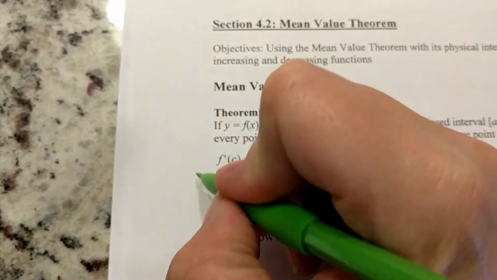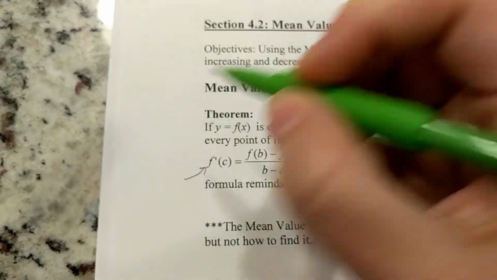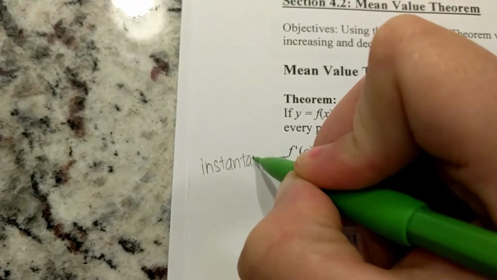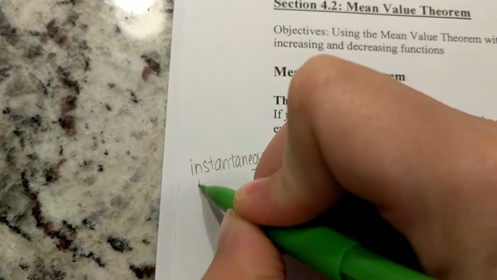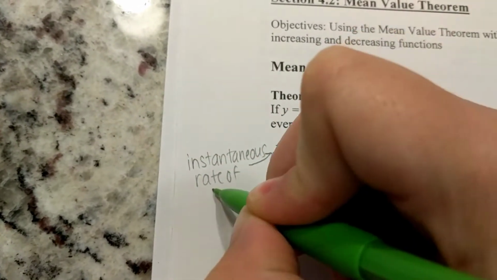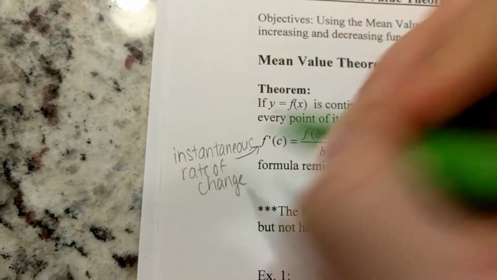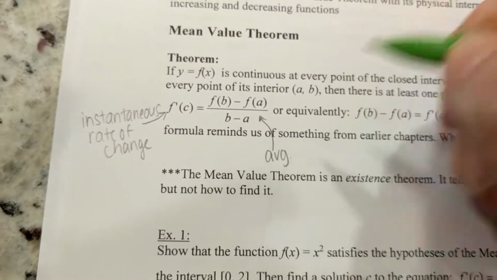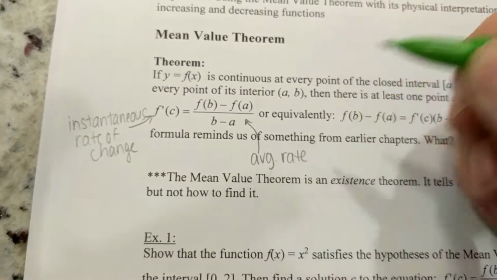So we're going to write that little note to ourselves. f prime of c is our instantaneous rate of change. And then this one is our average rate of change. That's our algebra 1.